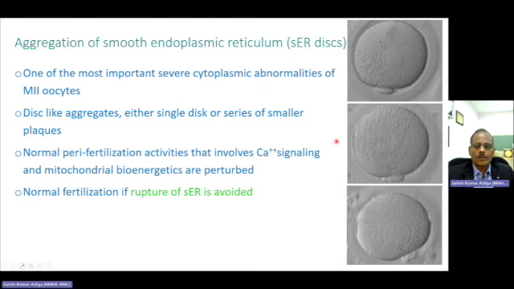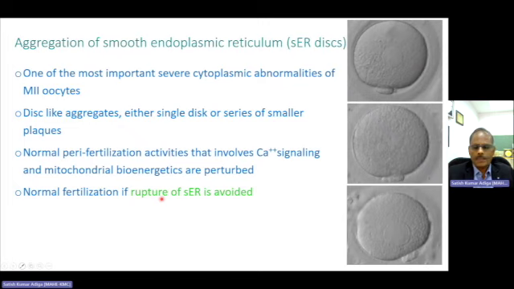The SCR, or the smooth endoplasmic reticulum cluster, is one of the most important severe cytoplasmic abnormalities of metaphase 2 oocytes. They look almost similar to vacuoles, but when SCR is seen, the sibling oocytes should be carefully examined for the SCR disk. It has been suggested that the normal perifertilization activities, which involve the calcium signaling pathway and mitochondrial bioenergetics, are positive when the oocyte has multiple or large SCR clusters.